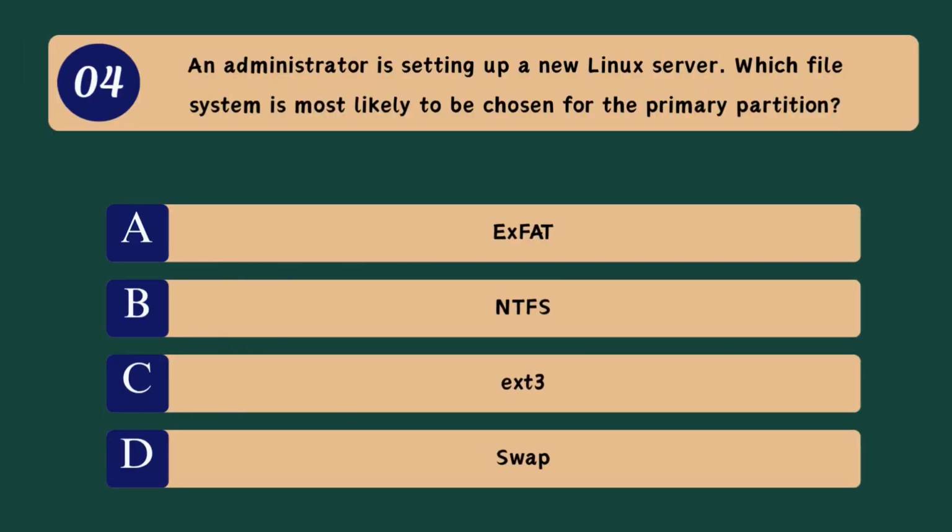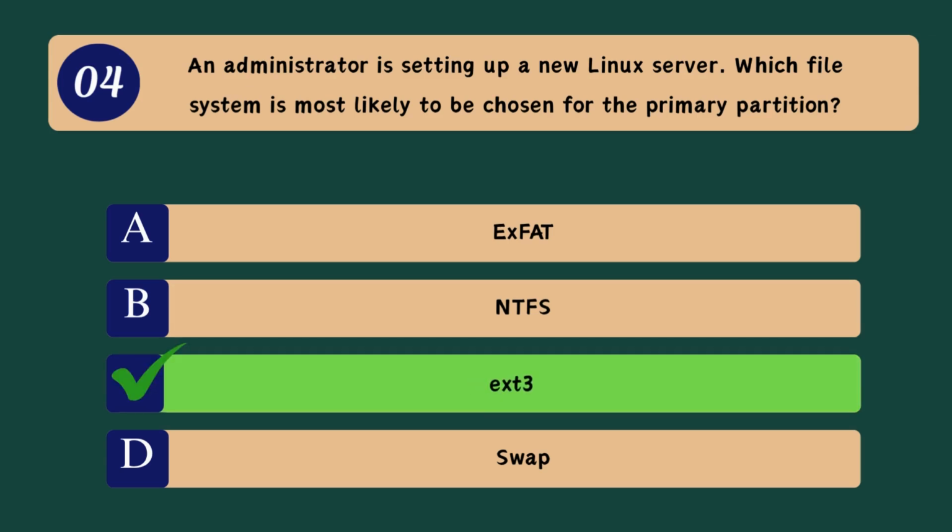Question 4. An administrator is setting up a new Linux server. Which file system is most likely to be chosen for the primary partition? A. exFAT. B. NTFS. C. ext3. D. SWAP.